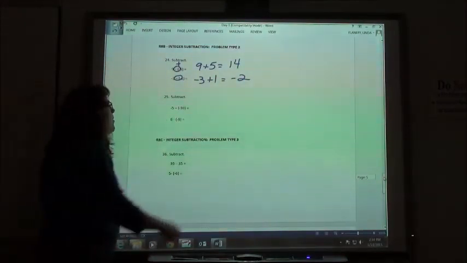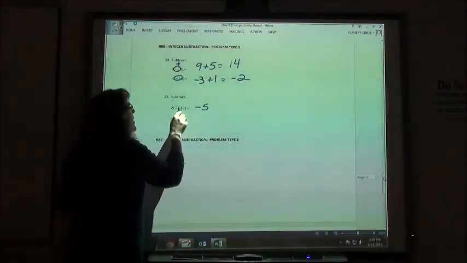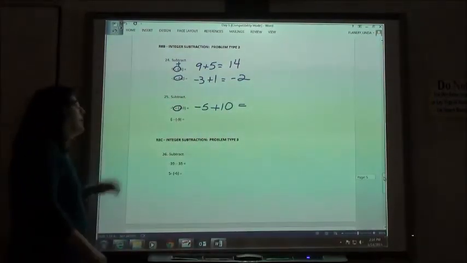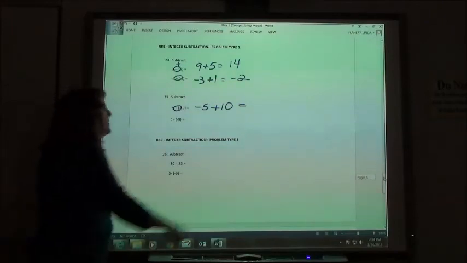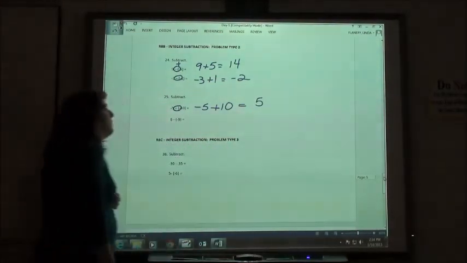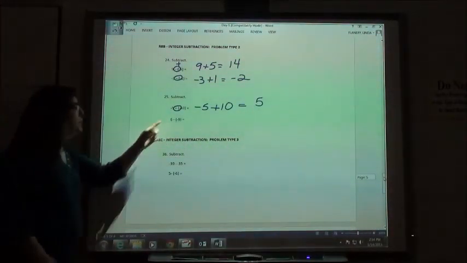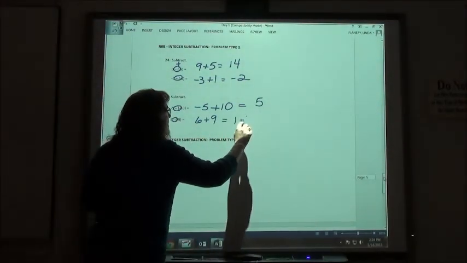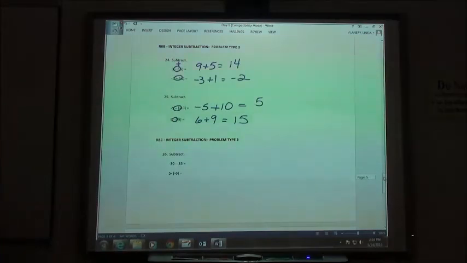The next one here, I'm going to have negative 5, and again I have minus a negative, so I change it to plus 10. Negative 5 plus 10 is going to give me positive 5. And then this one's going to change to 6 plus 9, and 6 plus 9 is just 15.